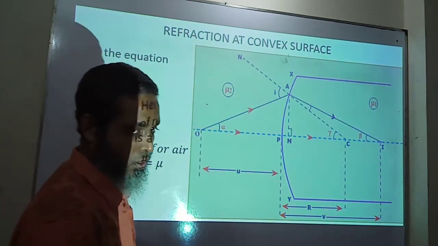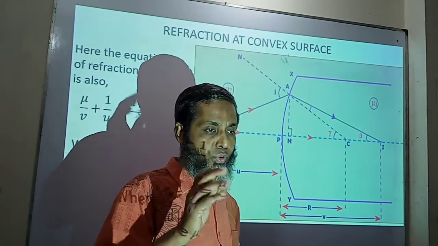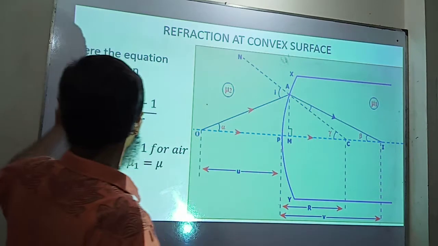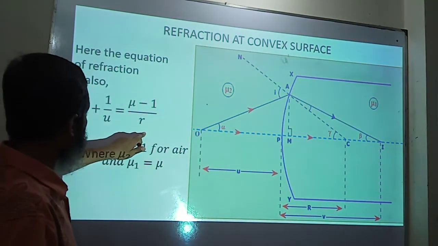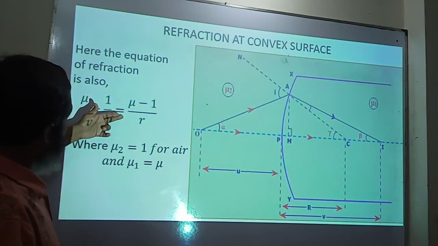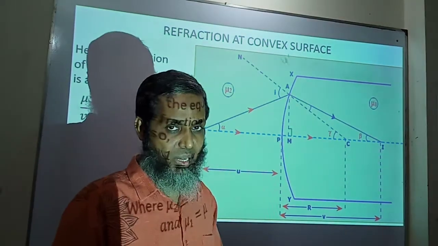The same equation, that means the equation for refraction at any spherical surface is mu by v plus 1 upon u is equal to mu minus 1 by R, or n by v plus 1 by u is equal to n minus 1 by R. So we have got the common equation.